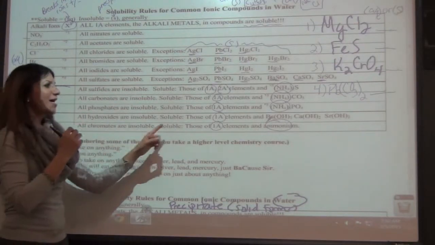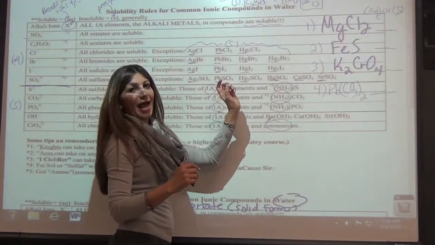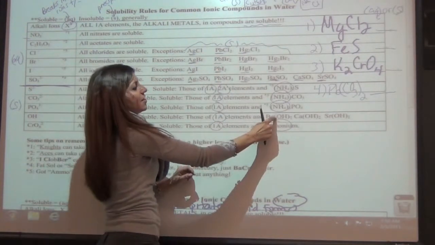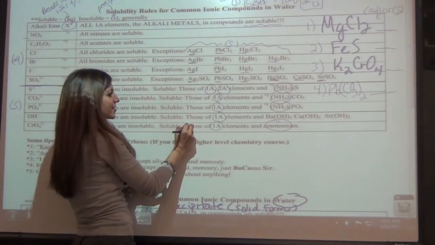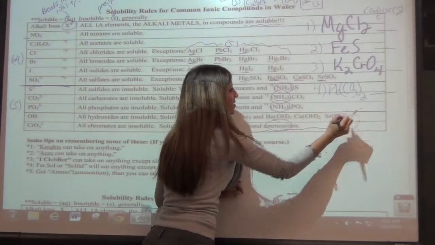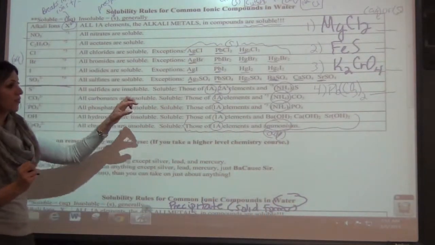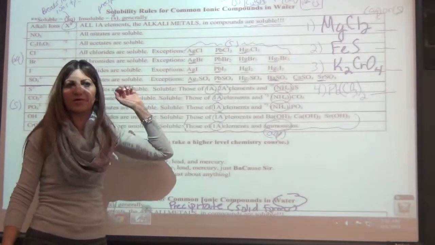Okay? Hydroxide is actually reversed, because here these are the solid ones. These happen to be the aqueous ones. So all of these on this side, when it says soluble, these are the ones on this side that are actually aqueous. Okay, so it's reversed. These are the solids that are the exceptions. These are the aqueous ones that are exceptions.